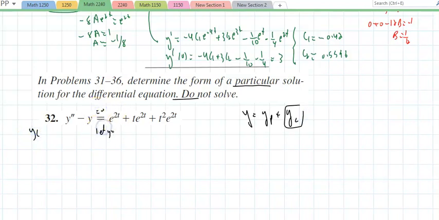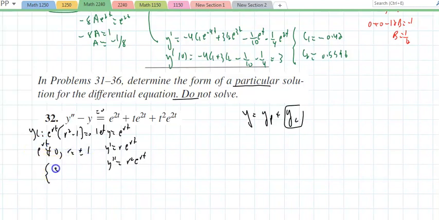You let y equal e to the rt. y prime is r e to the rt. y double prime is r squared e to the rt. And that will be e to the rt multiplied by r squared minus 1 equaling 0. And e to the rt cannot equal 0, so r equals plus or minus 1. The reason you need to find this first is to know if you need to modify the particular or not. So the complementary solution, so far this is what I have: c sub 1 e to the t plus c sub 2 e to the negative t.